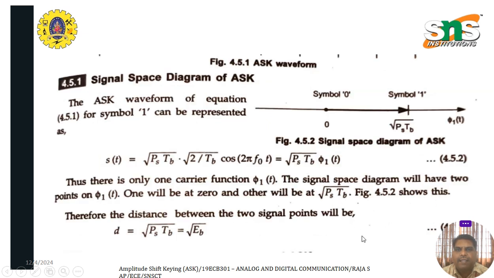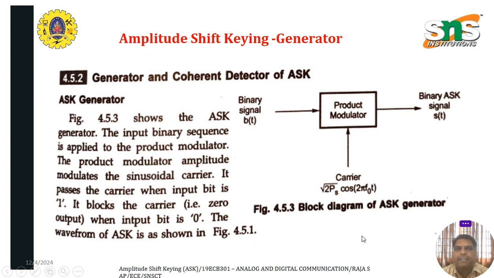Now we can see how this can be transmitted. This looks like an ASK generator. The product modulator receives two inputs. One is the binary data, zeros and ones, in the form of B of t. The second is the carrier, which has the value root 2 Ps cos 2 pi f naught t. Both go into the product modulator, and the output is the binary ASK signal. This figure shows the ASK generator.